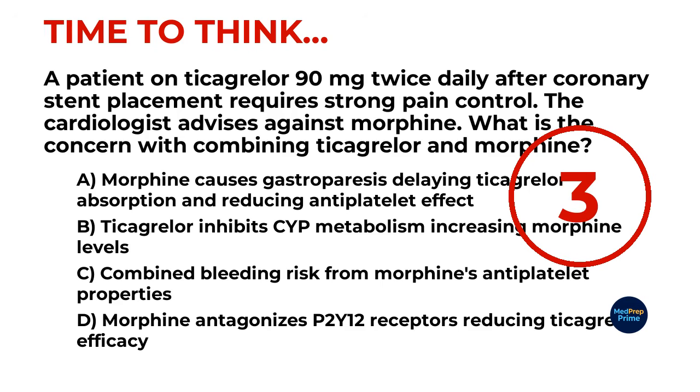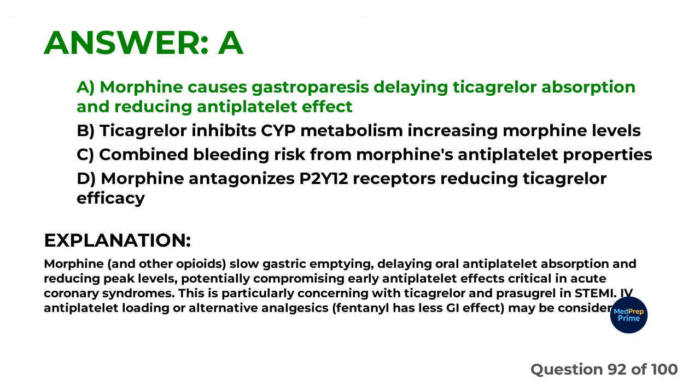Correct answer A. Morphine and other opioids slow gastric emptying, delaying oral antiplatelet absorption and reducing peak levels, potentially compromising early antiplatelet effects critical in acute coronary syndromes. This is particularly concerning with ticagrelor and prasugrel in STEMI. IV antiplatelet loading or alternative analgesics, such as fentanyl, which has less GI effect, may be considered.